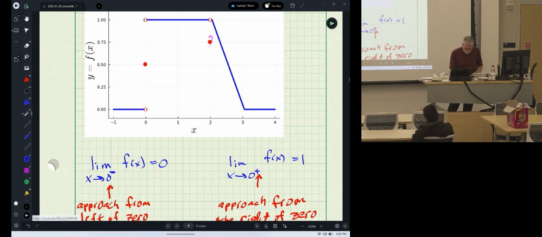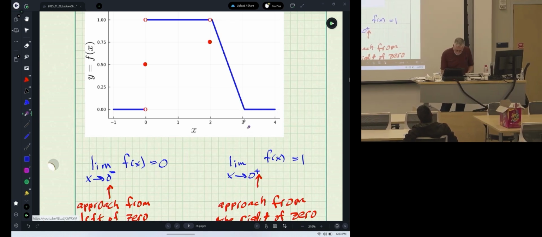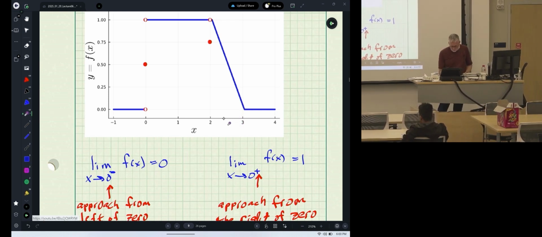And the same thing here. Now, you don't have to just do that. Let's take the point 3. If I approach from the left, I get 0. And if I approach from the right, I get 0. And it's the same as the value of the function.